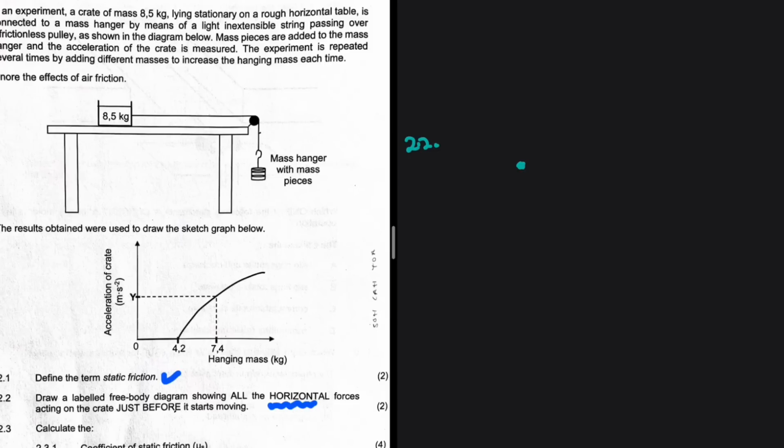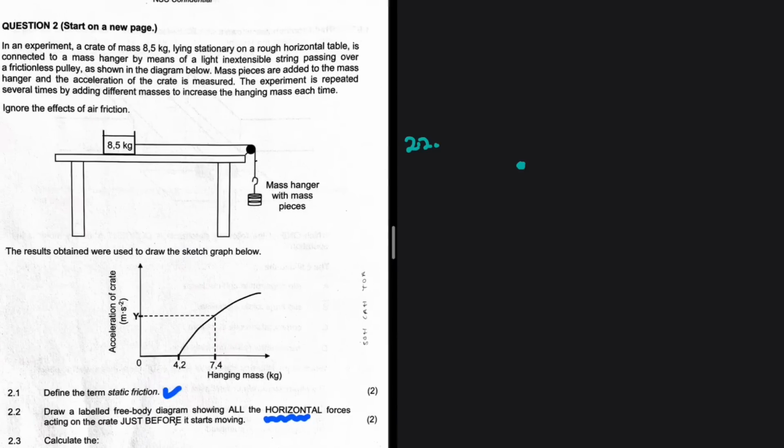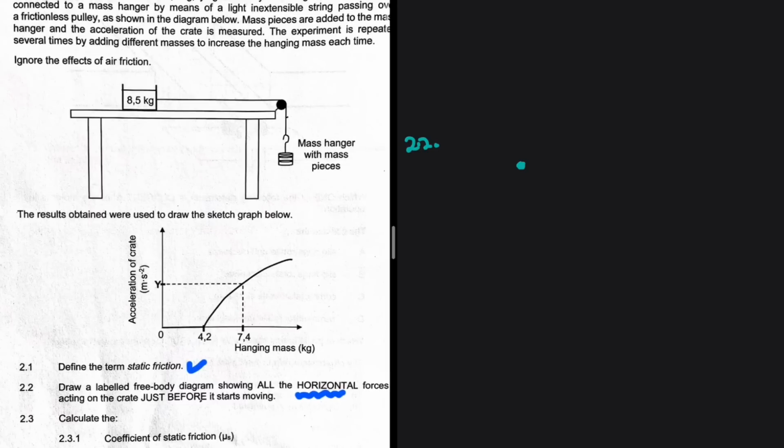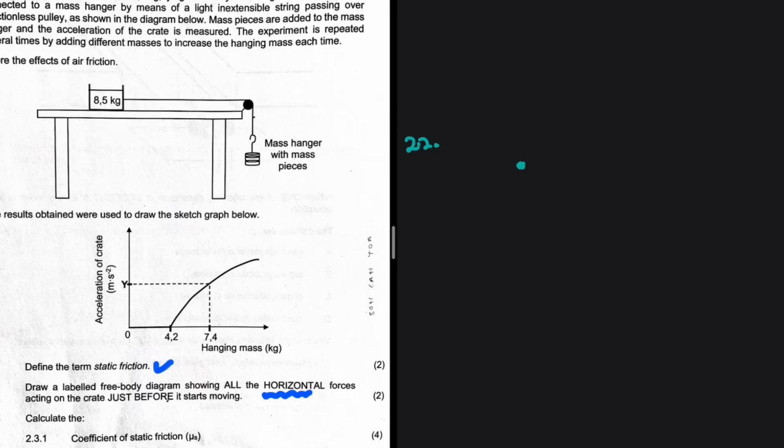So, the free body diagram for this object. Let's read through the question statement and see what is happening. In an experiment, a crate of mass 8.5 kg lies stationary on a rough horizontal table. So already we know that we are supposed to have friction, right? Because it acts horizontally. It is connected to a mesh hanger by means of a light inextensible string passing over a frictionless pulley, as shown in the diagram below. Mesh pieces are added to the mesh hanger and the acceleration of the crate is measured. The experiment is repeated several times by adding different meshes to increase the hanging mass each time. Ignore the effects of air friction. So that is the information we have. And then we're supposed to draw a labeled free body diagram of the crate just before it starts moving.